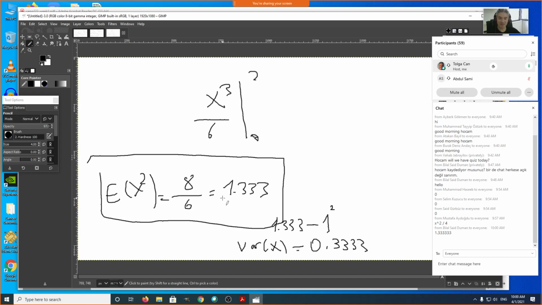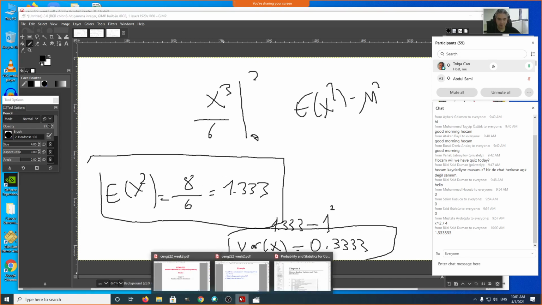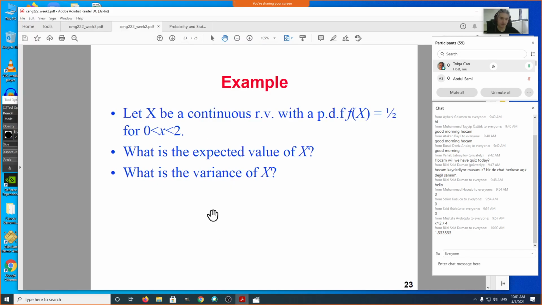So this is the expected value of x squared. Variance is this minus mu squared. In this case, it's going to be 1.333 minus 1 squared. So this is the variance. And the standard deviation is going to be actually larger than this, because when you take the square root of a number which is smaller than 1, its square root is going to be larger than that. All right, so this is how we solve this other example.